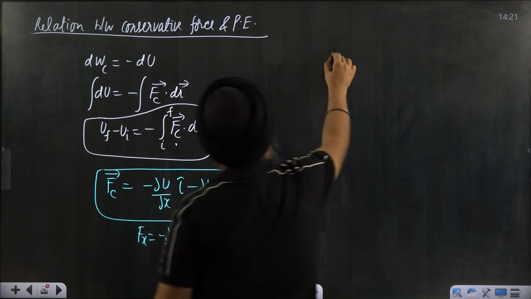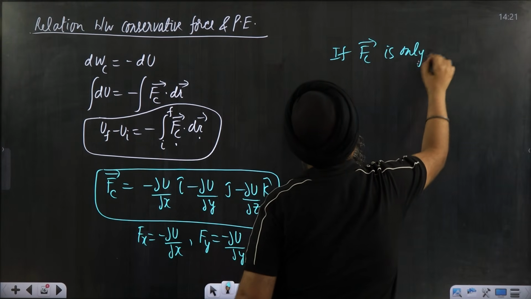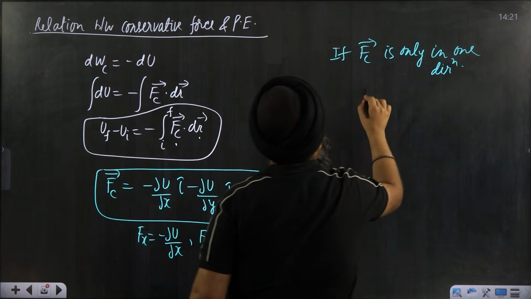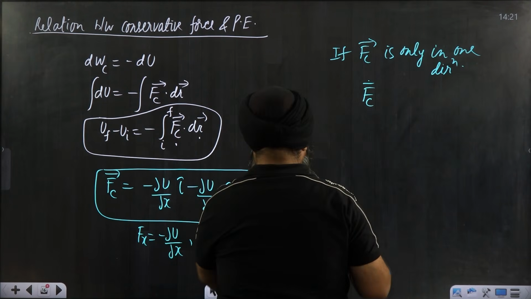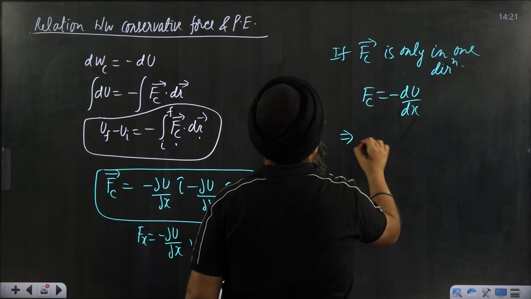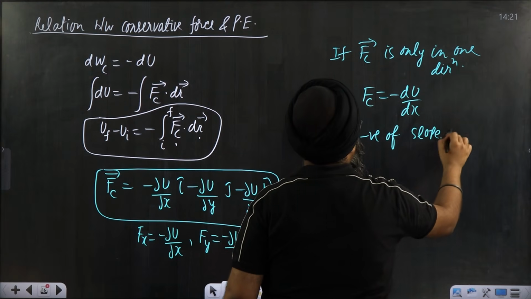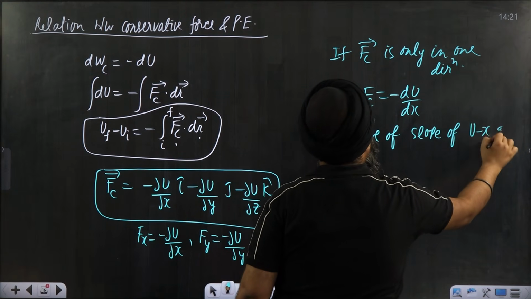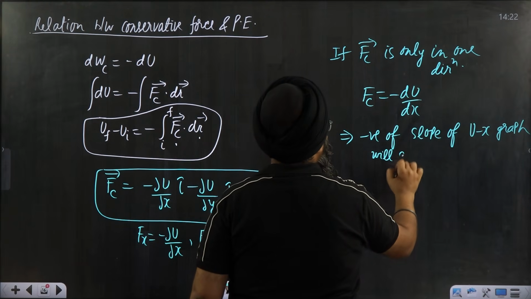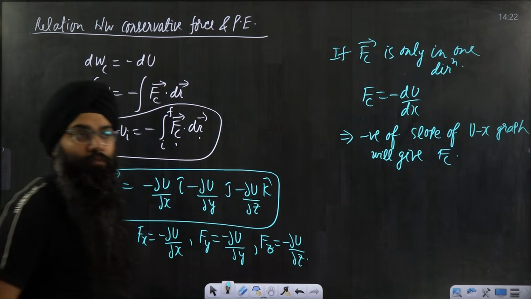Here I can take one special case: if conservative force is only in one dimension, only in one direction, then the conservative force can be written as minus of dU by dx. That means I can also say that the negative of the slope of the U-x graph will give the value of the conservative force.